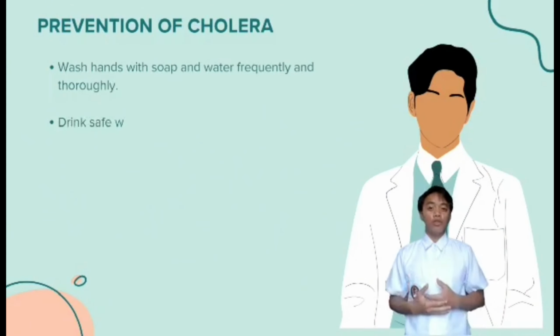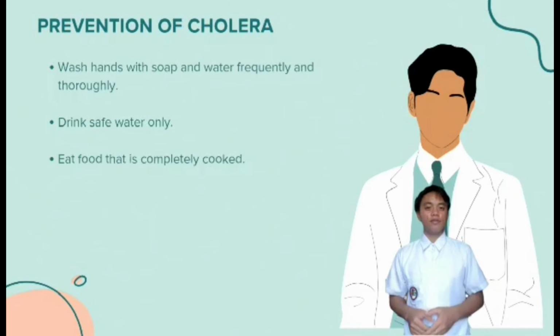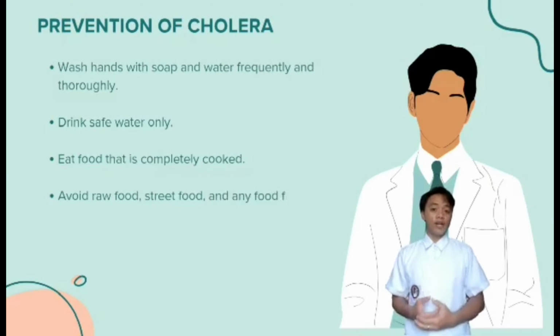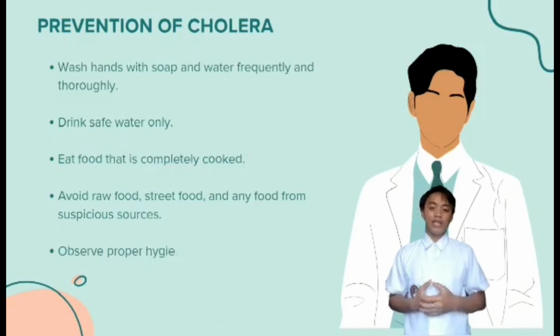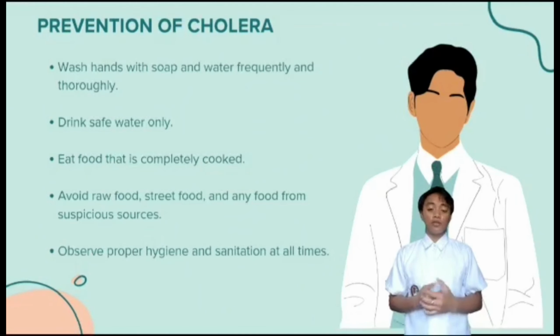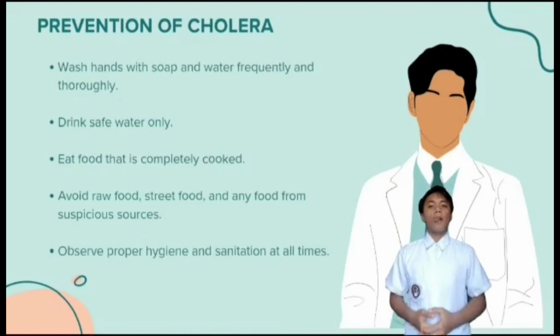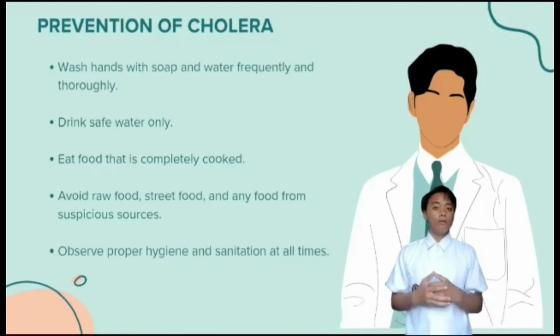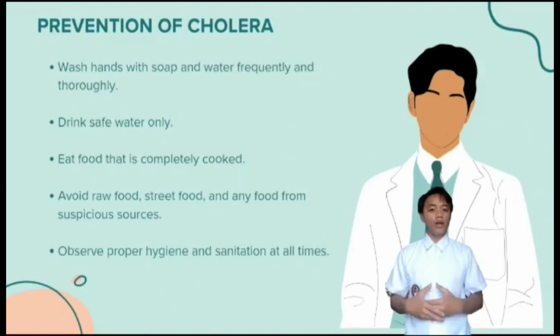Follow these precautions to reduce the risk of contracting cholera. First, wash our hands with soap and water frequently and thoroughly. Number 2, drink safe water only. Number 3, eat food that is completely cooked. Number 4, avoid raw food or street food and any food from suspicious sources. Last, observe proper hygiene and sanitation at all times. Follow these precautions to avoid cholera, to have a good lifestyle and a better life.